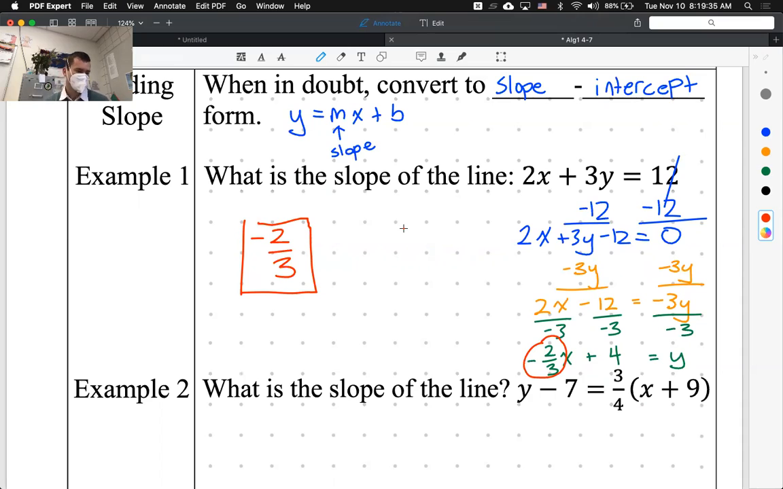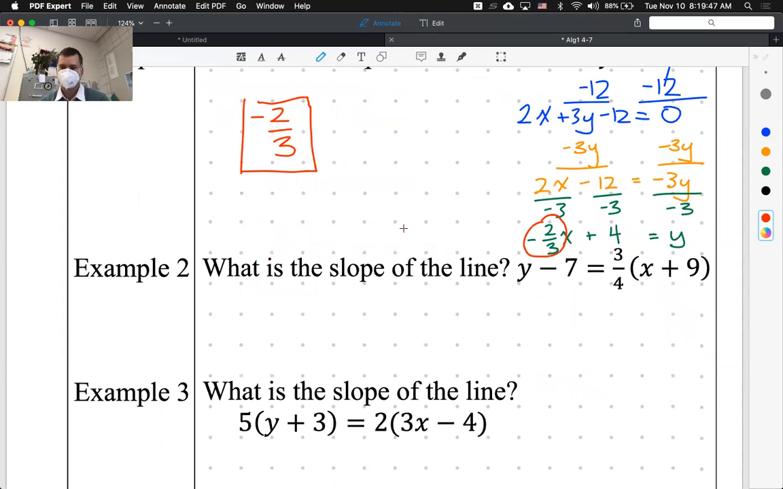Let's try another one. Instead of giving you a problem in standard form, I'm going to give you a problem in point slope form. They might even give you a form that you've never even seen before, and it's just kind of random. So y minus 7 is equal to 3/4 x plus 9. This one is even easier because you can probably just tell what the slope is immediately if you remembered point slope form. In point slope form, one of those numbers is the slope. You can just say, there it is. You circle it and you're done. And if you have no idea what's going on, convert it to slope intercept form.